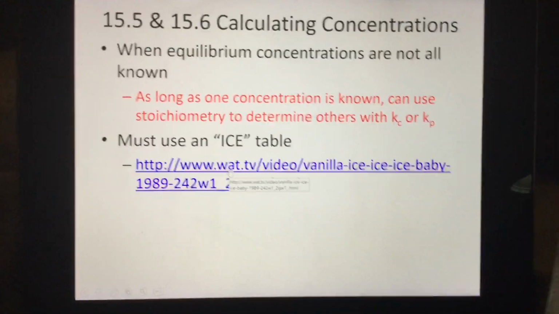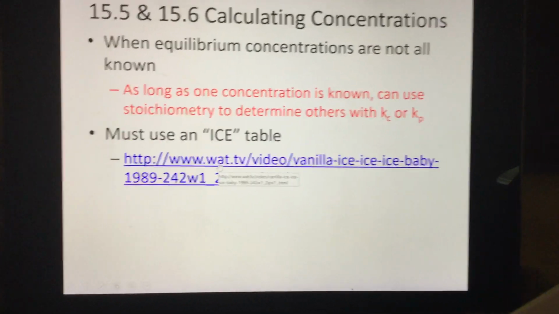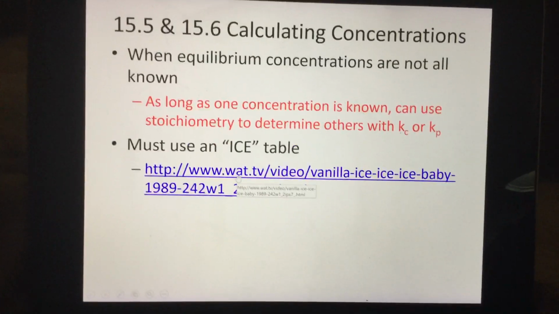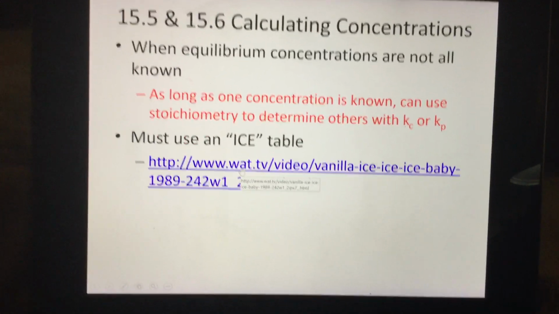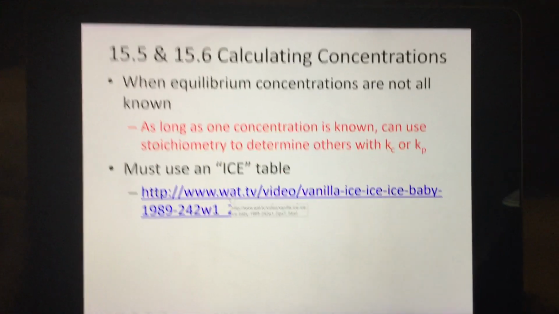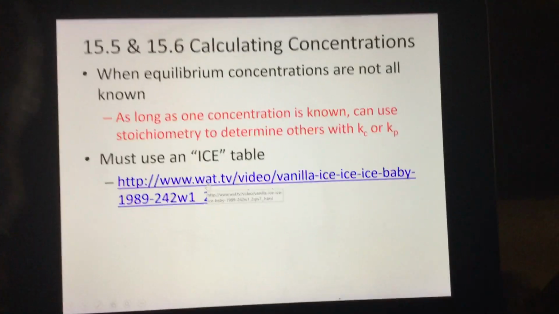Now, I'm not going to click on this link, but ICE tables always make me think of Vanilla Ice's Ice Ice Baby song that came out back when I was in college. And so if you want to listen to it while you do the notes, have fun with that.